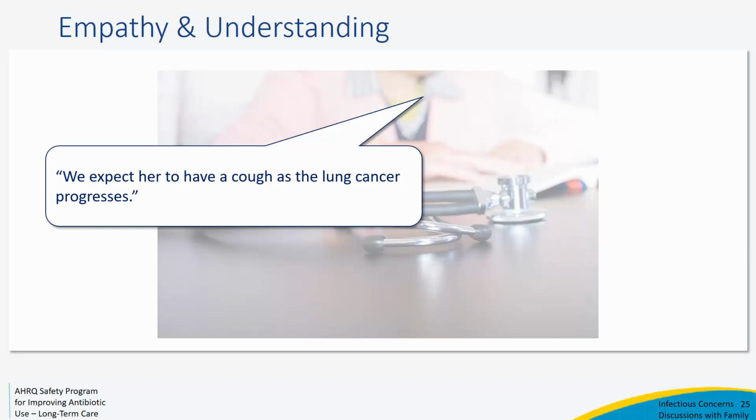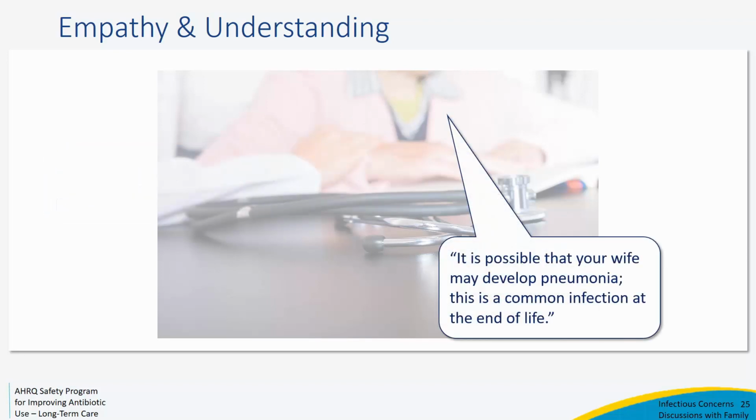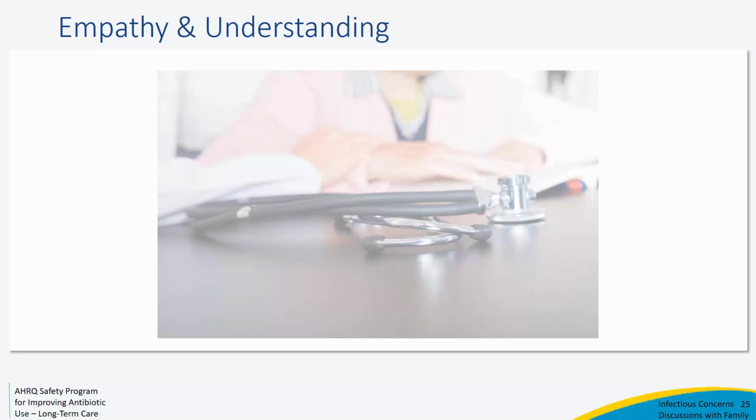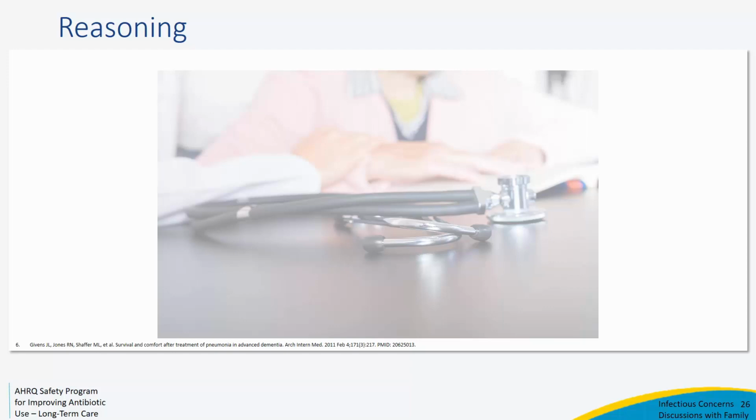We expect her to have a cough as the lung cancer progresses. It is possible that your wife has pneumonia. This is a common infection at the end of life. Next, let's talk about reasons why antibiotics might not be started in a terminally ill woman.